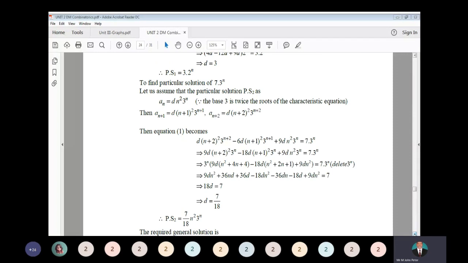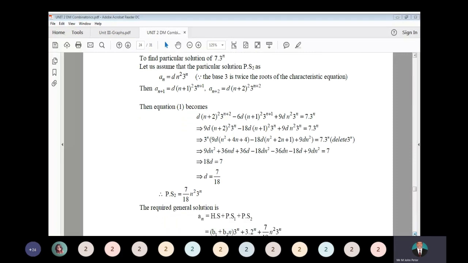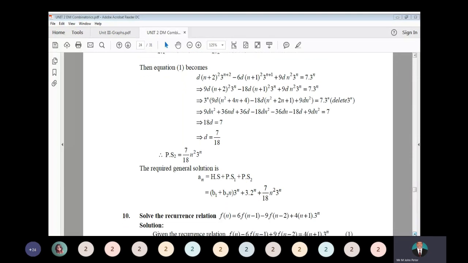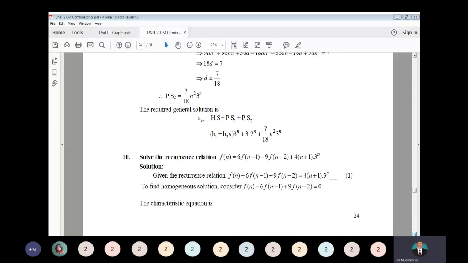So that is 18d. Here the remaining values are getting cancelled, only 18d you will get. So that is d is equal to 7 by 18. So replace it in our assumed solution. So particular solution 2 is 7 by 18 n square into 3 power n. So combine all the solutions: homogeneous solution, particular solution 1 and particular solution 2. You will get a_n equal to (b1 plus b2 n) into 3 power n plus 3 into 2 power n plus 7 by 18 n square into 3 power n. So solve the recurrence relation.